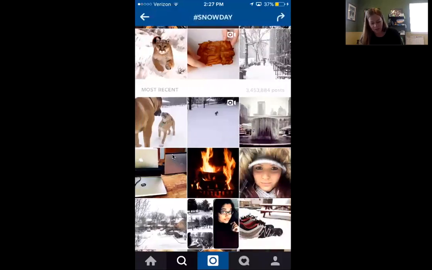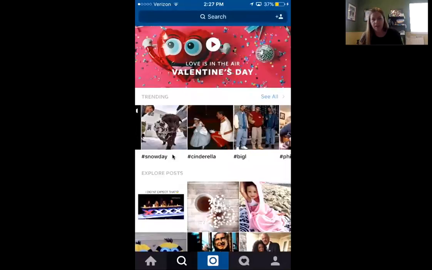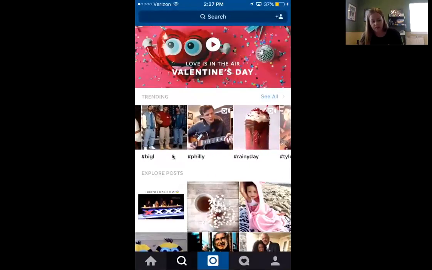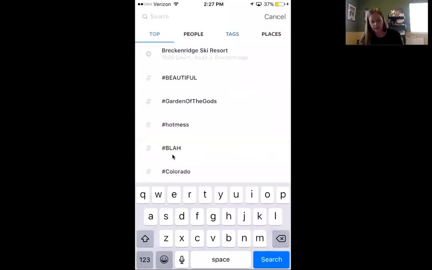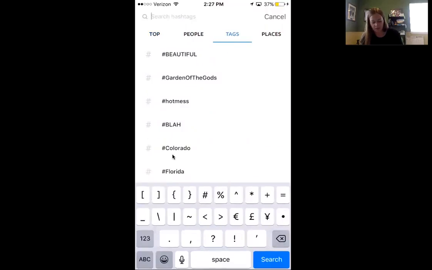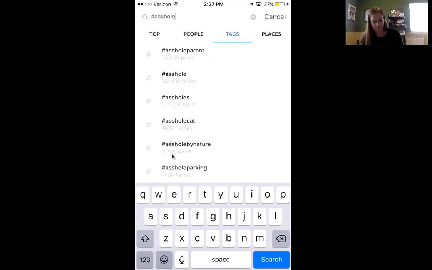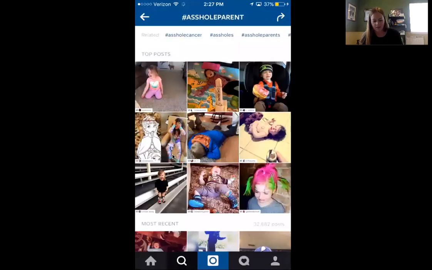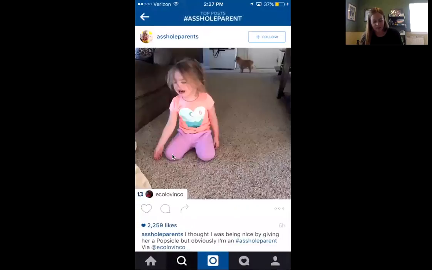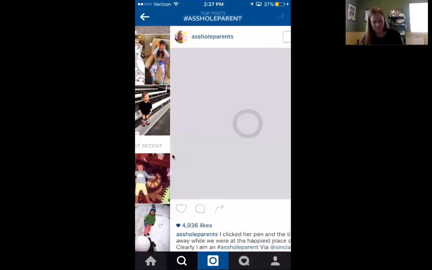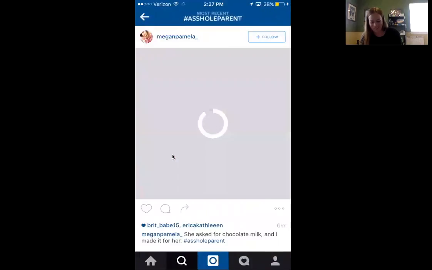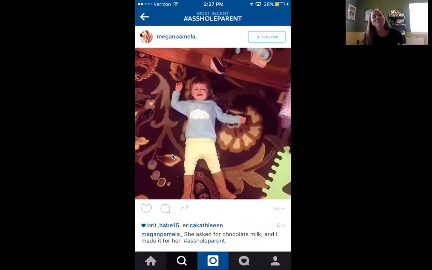And then there's other ways to search. So that's by the trending. You can also search by hashtags. My favorite hashtag, don't steal this one from me though, because I follow all sorts of people from them. My favorite hashtag is asshole parent. Oh my gosh, it's the funniest thing ever. I love it. I think it's hilarious. And so with this one, you know that they're going to be parents, and then you get a giggle along the way as you're going through it.